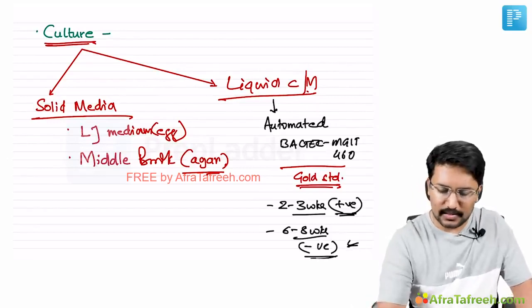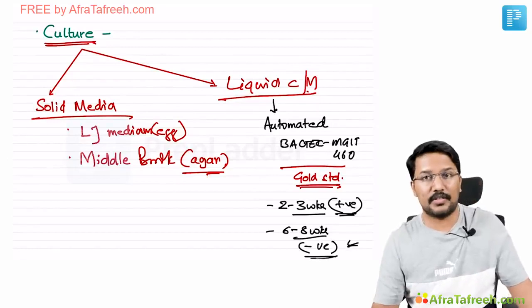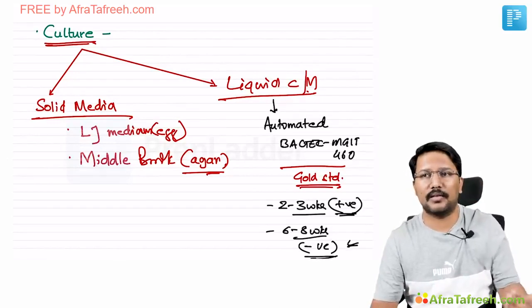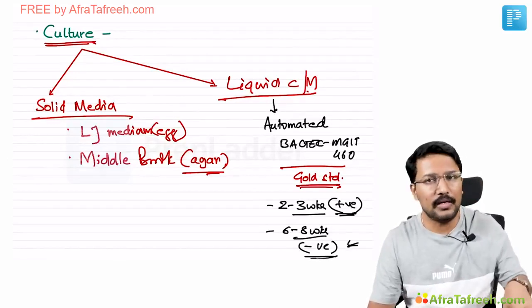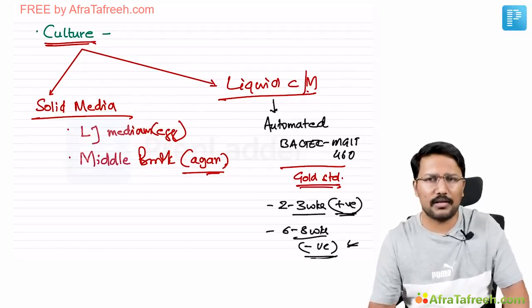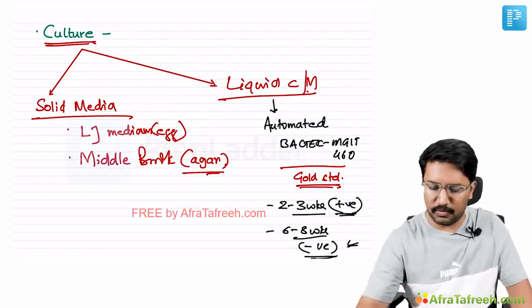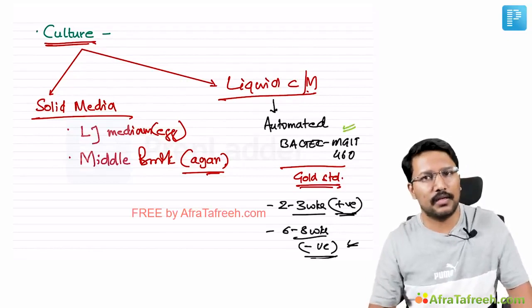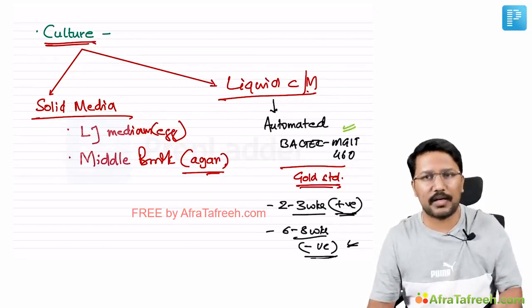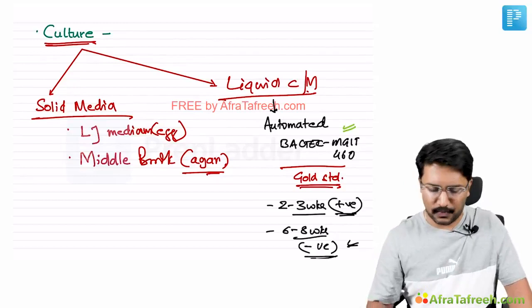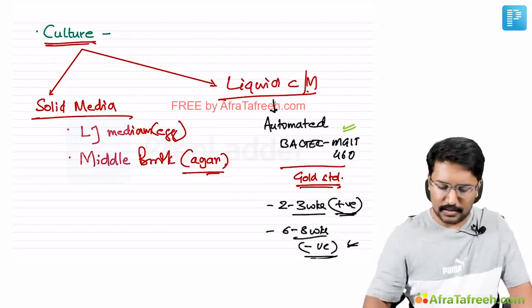Other than this, yes, there are various other liquid automated culture media. For example, there is something called BACT alert, that is one more liquid automated culture media, not routinely used. So if you remember the Bactec MGIT, that's kind of enough, right? WHO also backs it up, and Indian authorities also back it up. So that is about the culture media.